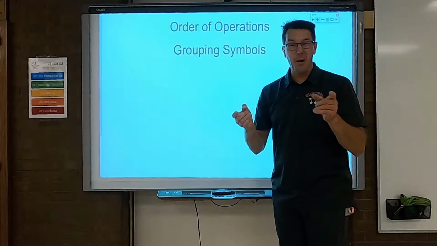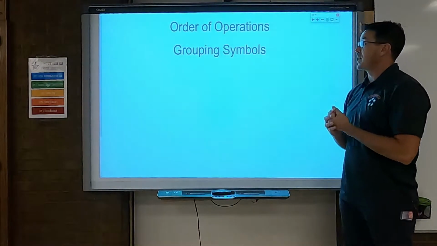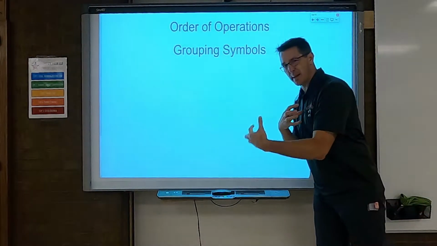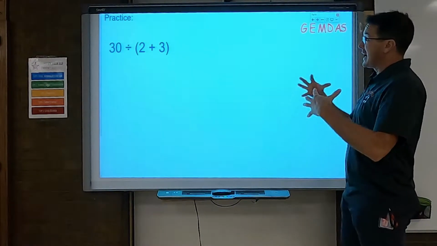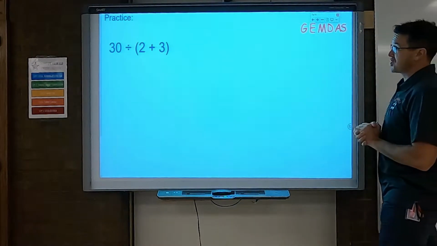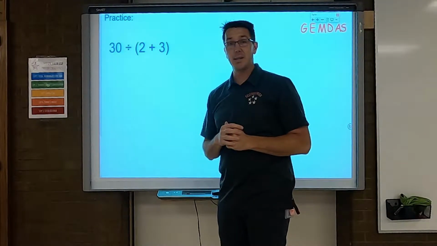Hey, welcome to part 2 of order of operations, grouping symbols. We wanted to really spend some time on these grouping symbols because students seem to struggle with this. So here is a question. The question is 30 divided by, in parentheses, 2 plus 3.